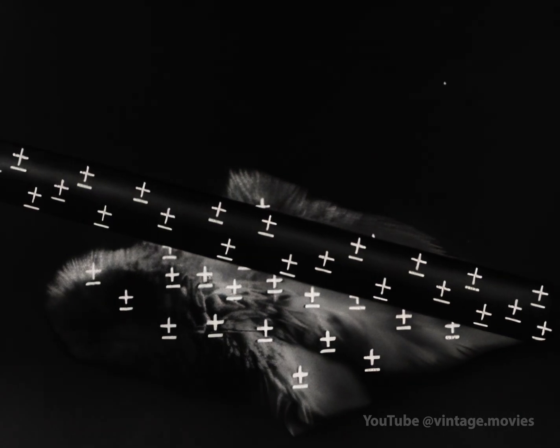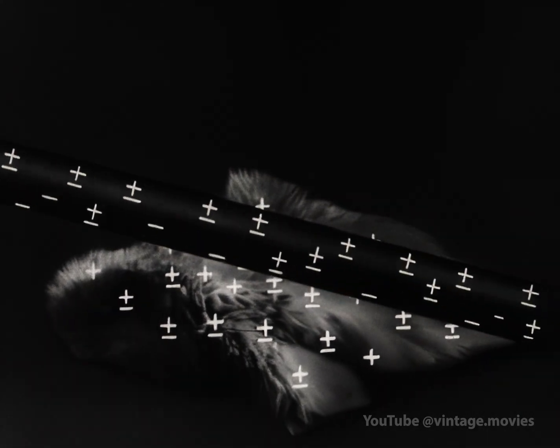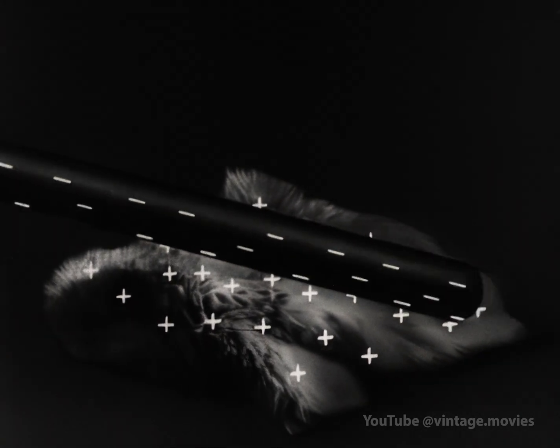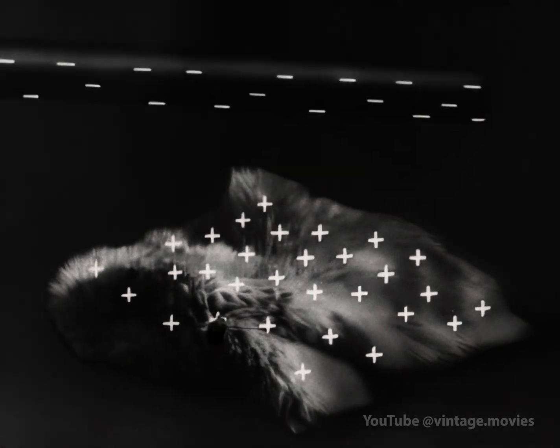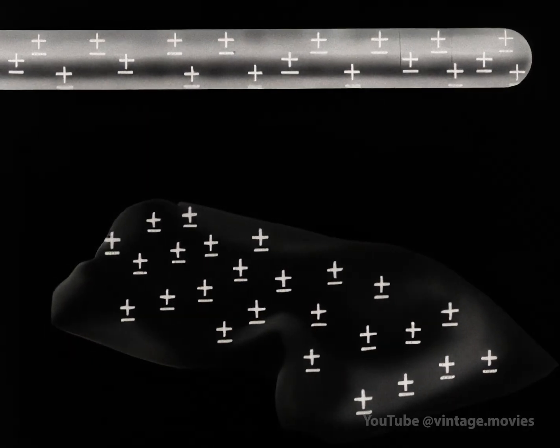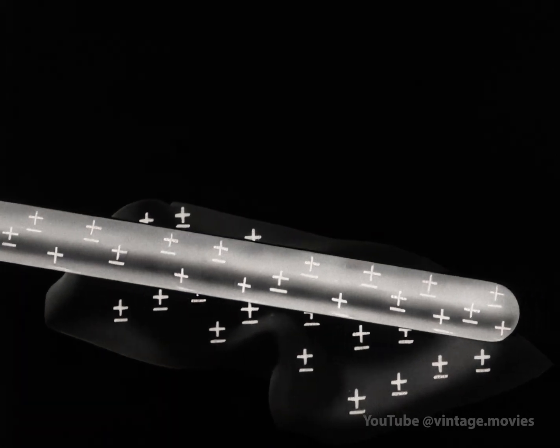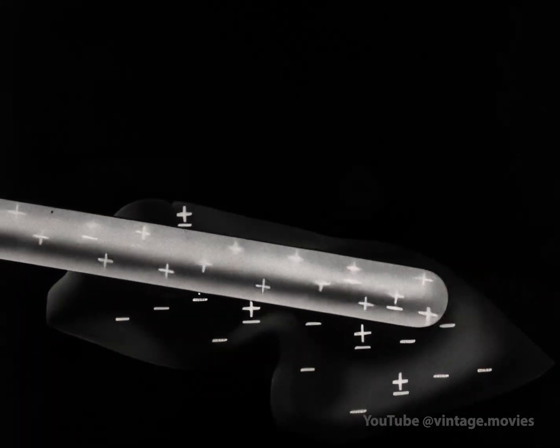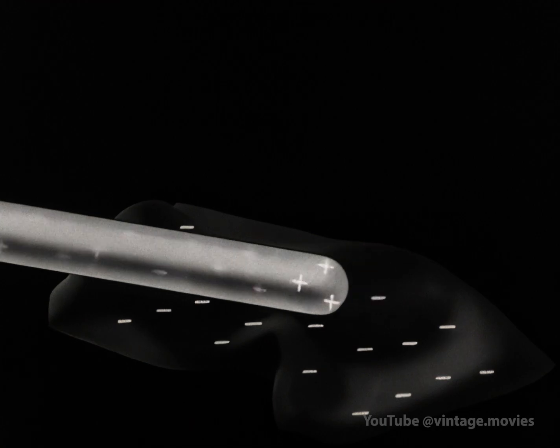When the amber was rubbed with fur, the amber acquired an excess of negative electricity and the fur an excess of positive. The glass, when rubbed with silk, was left with an excess of positive and the silk with an excess of negative.